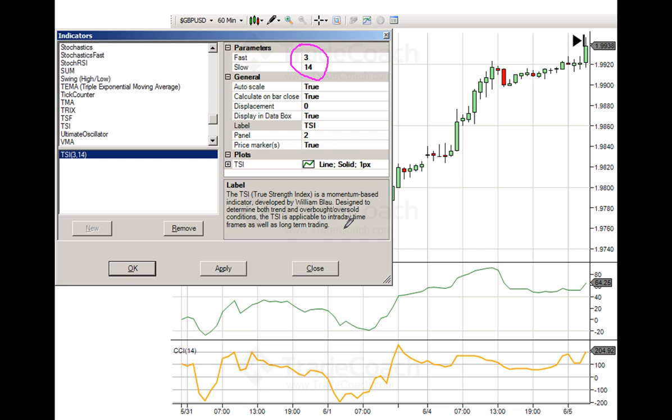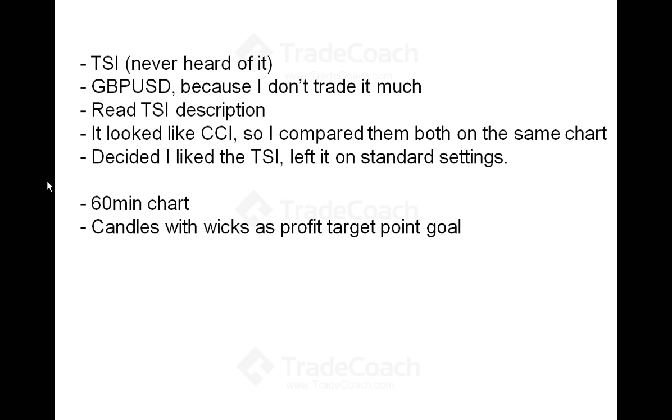as is. And then the next thing was, I thought, well, here I am with a market that I don't enjoy and rarely trade, and an indicator I've never heard of, so I'm going to at least allow myself to put it on hourly to have a fighting chance.